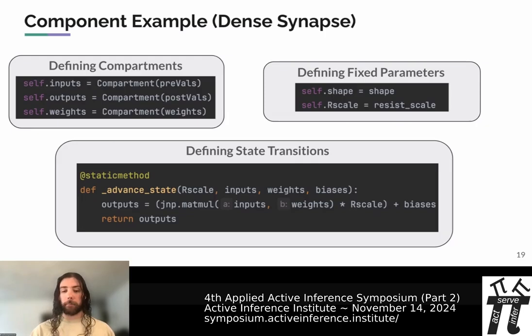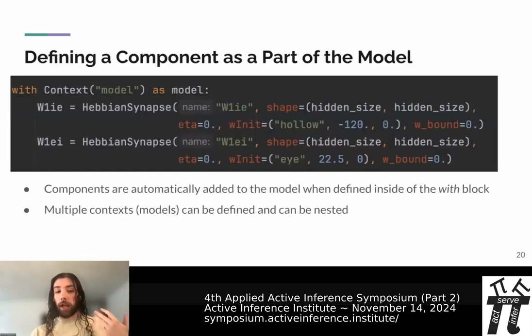So now that we have a component and we figured out how to define a component, and I should note that we can define as many of these state transitions as we want because they're not actually bound to any specific component, we need to do something. So how do we actually define these components in a model? Because generally we want multiple of them in a model. A component on its own, as one piece of a model, is not very useful.